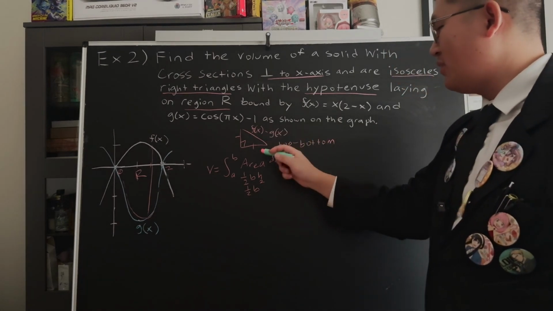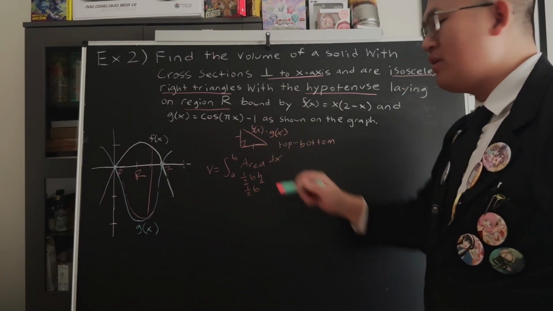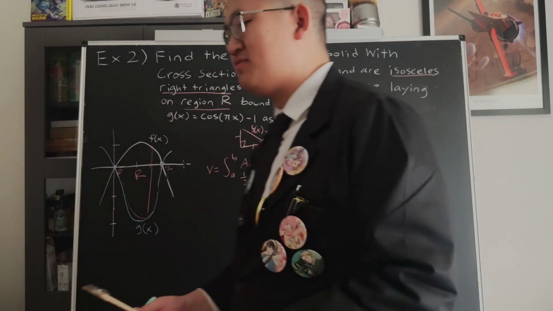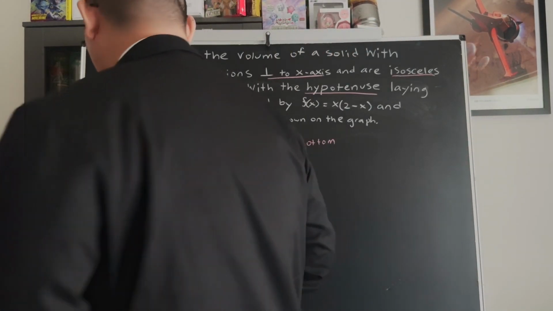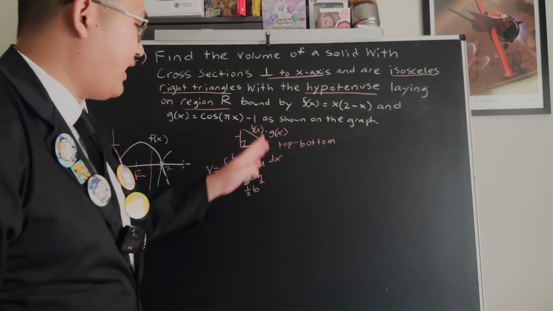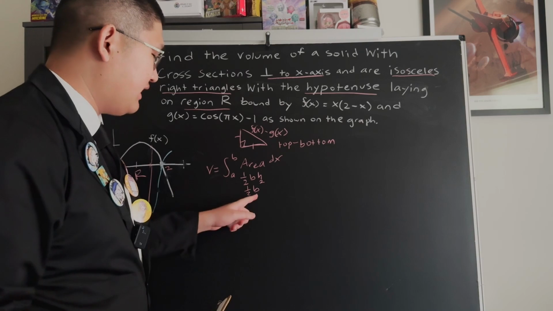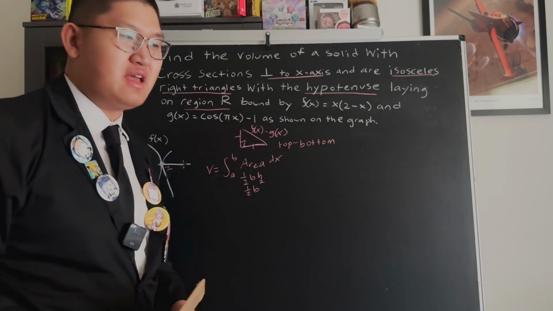We still need to know the base, one of these legs, while we only have the hypotenuse. So for those who are going through this for the first time, let's quickly go over how to get that relationship from the hypotenuse of an isosceles right triangle into one of the legs, because that is what we need to find the area.